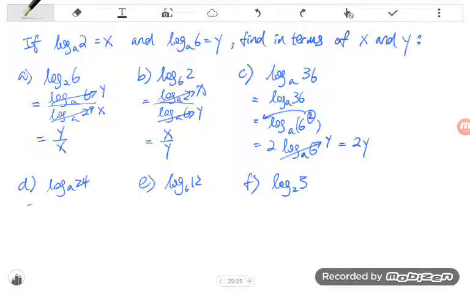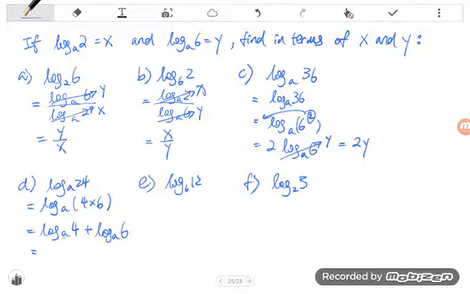Okay. All right. Let's go with part D then. If you look at part D, there's already a base of a. So do you think I'm going to change the base? Nope, I'm not going to do that. Instead, I'm going to do this. 24. Let's break it down. That will be 4 times 6, yeah? Which is equal to, now I can use the property to help me out. I can have log 4 to the base of a plus log 6 to the base of a.